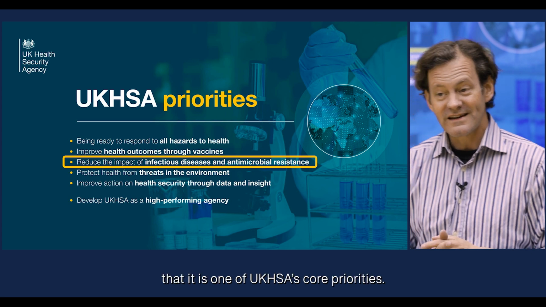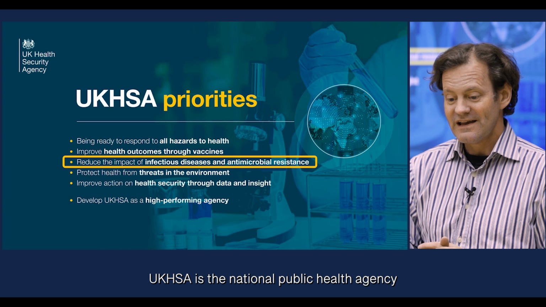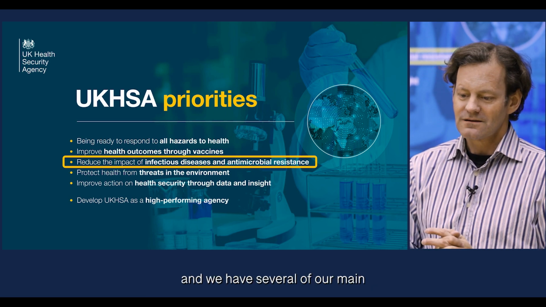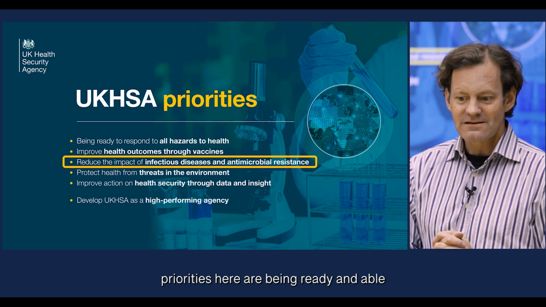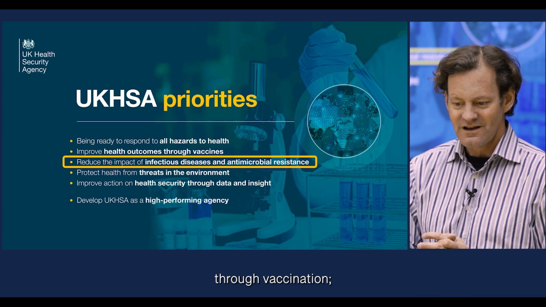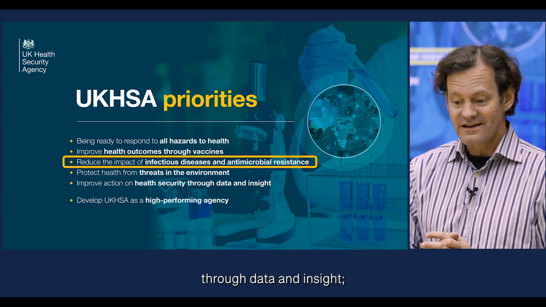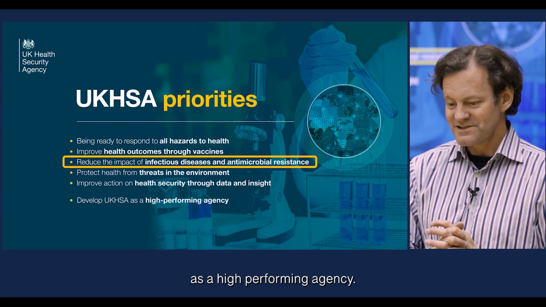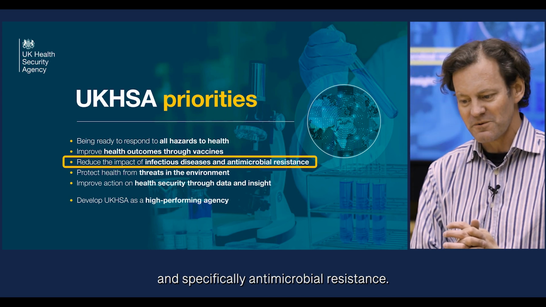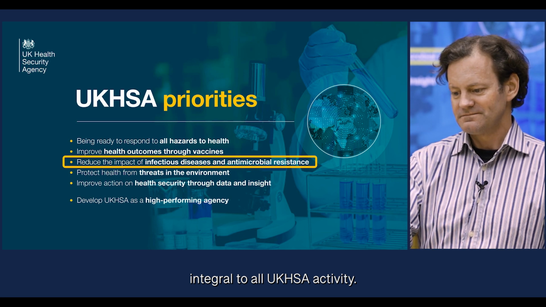I just wanted to highlight that it is one of UKHSA's core priorities. UKHSA is the national public health agency within England, with some cross-UK responsibility. And we have several of our main priorities here: being ready and able to respond to all hazards to health, improving health outcomes through vaccination, protecting health from threats in the environment, improving action on health security through data and insight, and developing UKHSA as a high-performing agency. But then core among that is reducing the impact of infectious disease and specifically antimicrobial resistance. So AMR is a very key part, integral to all of UKHSA activity.